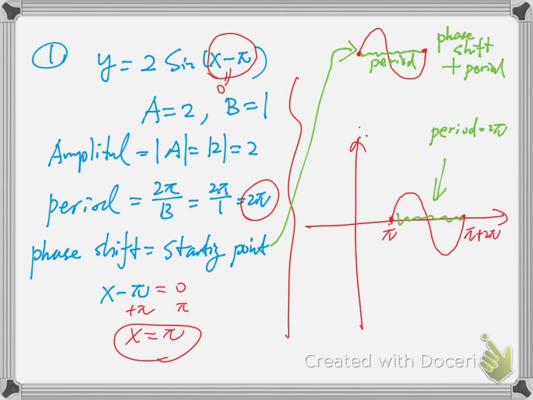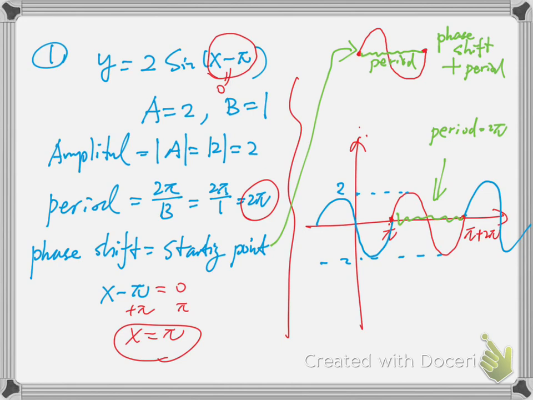And then what's the amplitude? Amplitude is the height of the curve. So the curve is bounded between 2 and -2. This is the key pattern of the sine curve, and then you just extend it, repeating this pattern to the left and to the right.